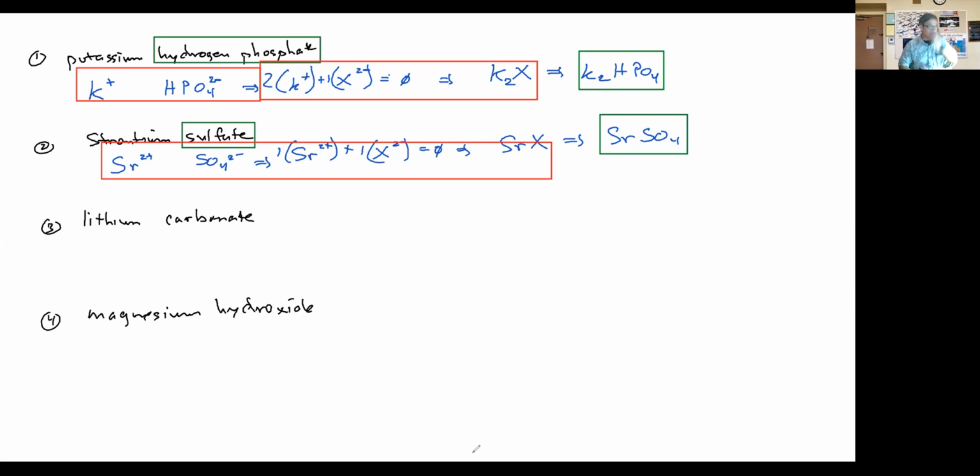Okay, let's go ahead and take a look at this. Hopefully you recognize that both of these here are non-binary compounds, because both have polyatomic anions. So we can go ahead and identify the metal in this one. The cation in this one is going to be lithium. The lithium cation is Li+. The carbonate anion is CO3 2-.